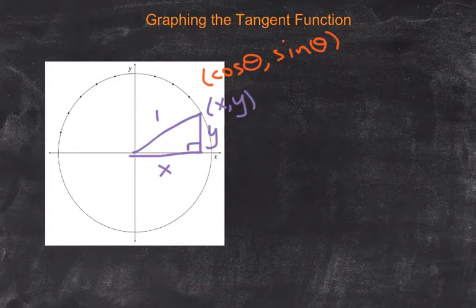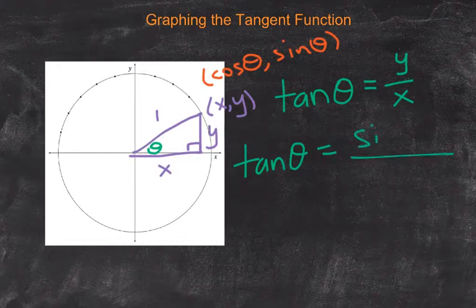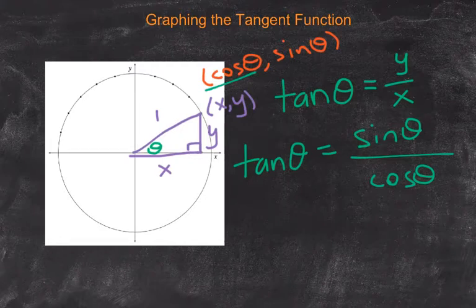And what I want to look at today is tangent. So tangent of theta, when that central angle is theta, is opposite over adjacent. So that's y over x. I can also write this as tangent of theta equals sine of theta over cosine of theta, because in our last two videos we saw that x was the cosine of theta and y is the sine of theta because my hypotenuse length is 1. So tangent of theta is sine over cosine, y over x.